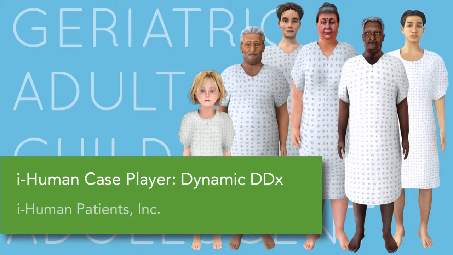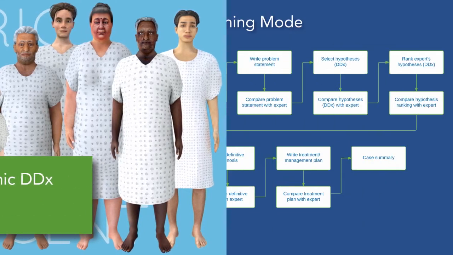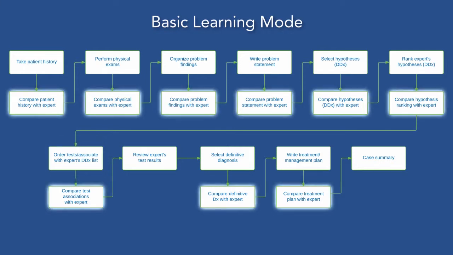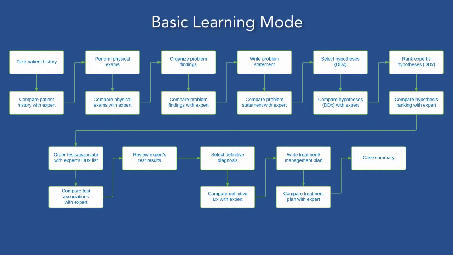In the previous videos, you learned how to play an iHuman case in the basic learning mode. In basic mode, patient assessment activities are performed in sequence with hypotheses, also known as differential diagnoses, selected only after obtaining the patient history, performing physical exams, organizing problem findings, and writing a problem statement. All tests are ordered at the same time after hypotheses are selected, ranked, evaluated, and corrected to those of the experts. Activities are compared to the expert at each step along the way. This mode of play is appropriate for early learners.